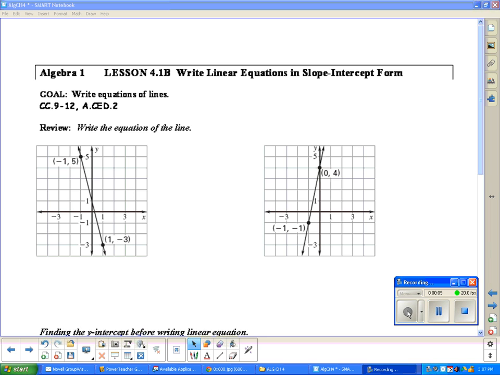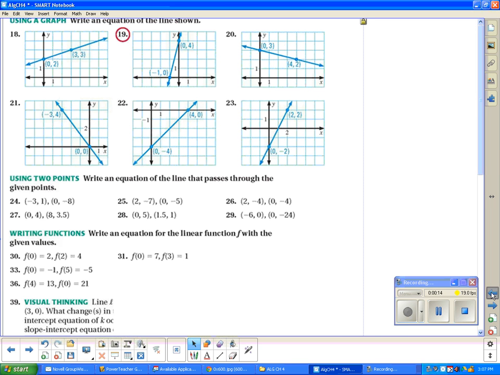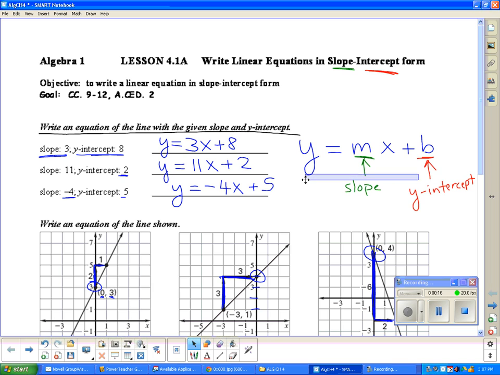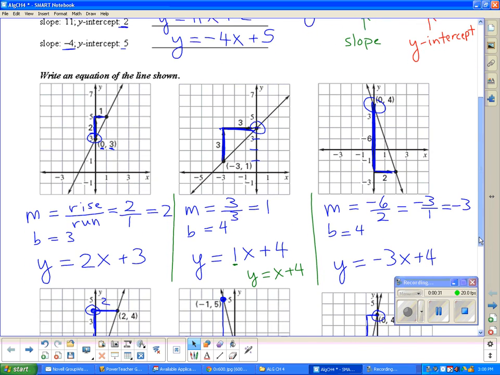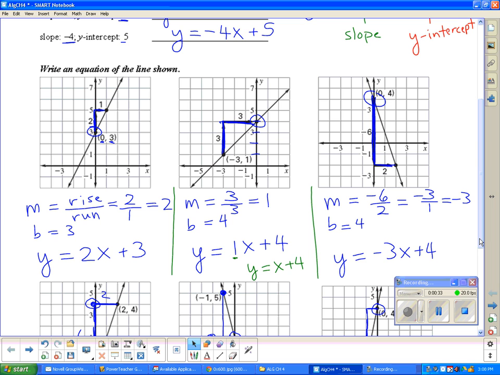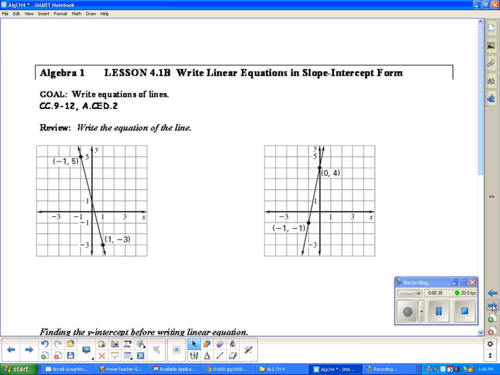So last time we were just covering the basics of getting it in this form, y equals mx plus b, where m was the slope, b was the y-intercept, and so sometimes we were just given these two things and we plug them in. Other times we had to find out what the m and the b were based on the graph, or being able to count or looking at it. So today we're going to continue on with that, and we're just going to do one of these review examples.